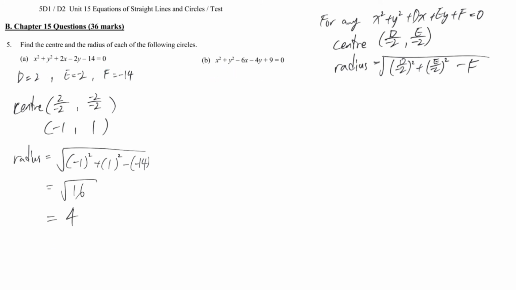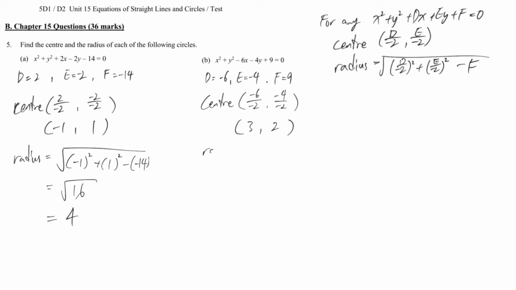Now we look at part B. It's exactly the same calculation. D is equal to negative 6 this time, E is negative 4, while F is equal to 9. Beware of the sign. The center of this circle is negative 6 divided by negative 2, and also E, negative 4 divided by negative 2. We have 3, 2 here.